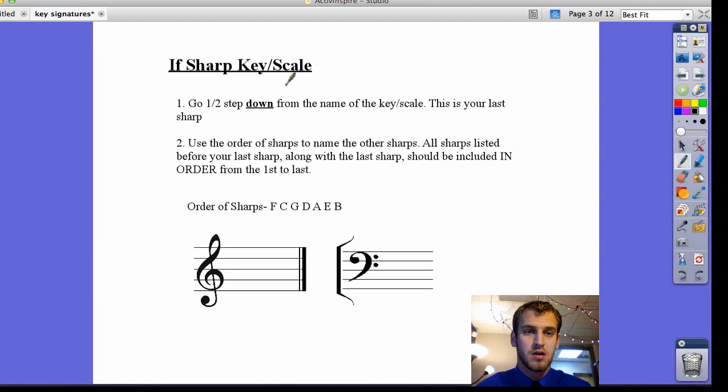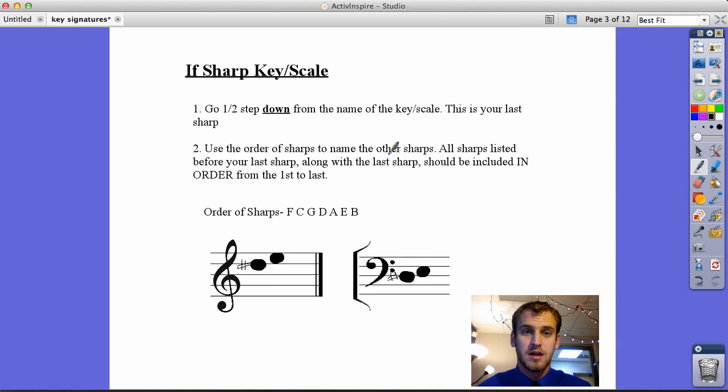If it's sharp, go down a half step from the name of the key, and that is your last sharp. So say we are in E major. Now we go down a half step, and we get D sharp. This is our last sharp.